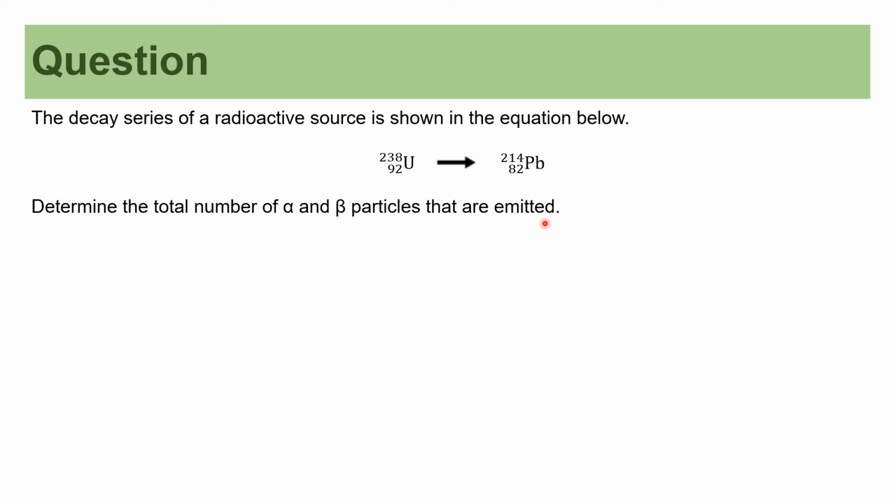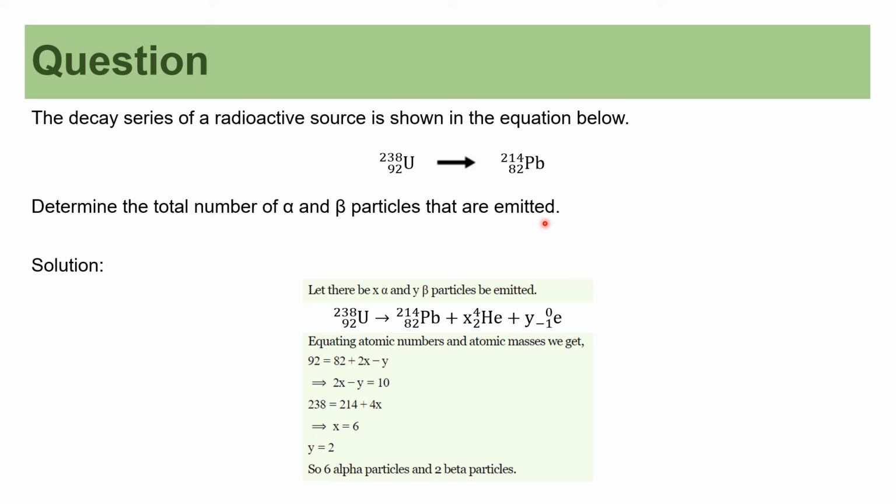Okay, I will now give you a few minutes to attempt this question. Good luck! 3, 2, 1. Alright, I will review the solutions now. As you are solving simultaneous equations of two unknowns, you need to first make an assumption like this. Let there be x alpha and y beta particles emitted. This is the first step you must do.